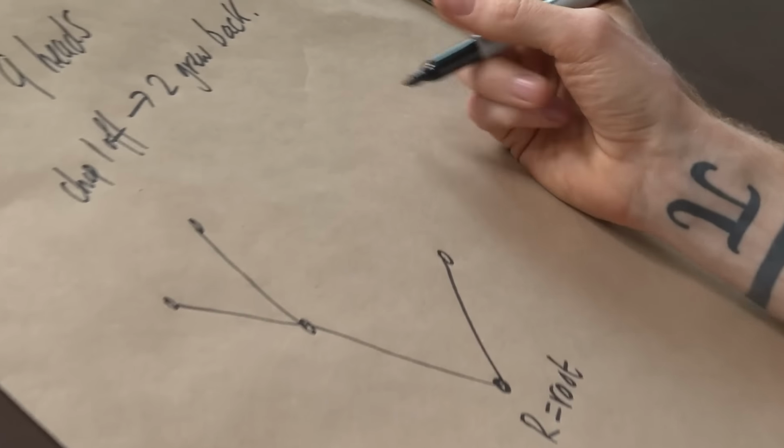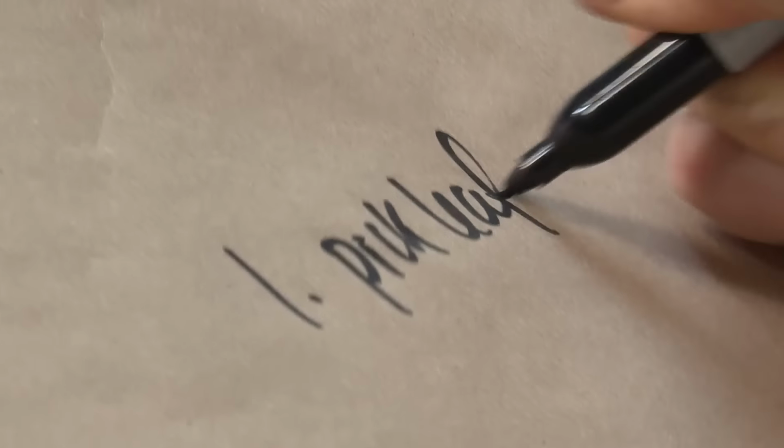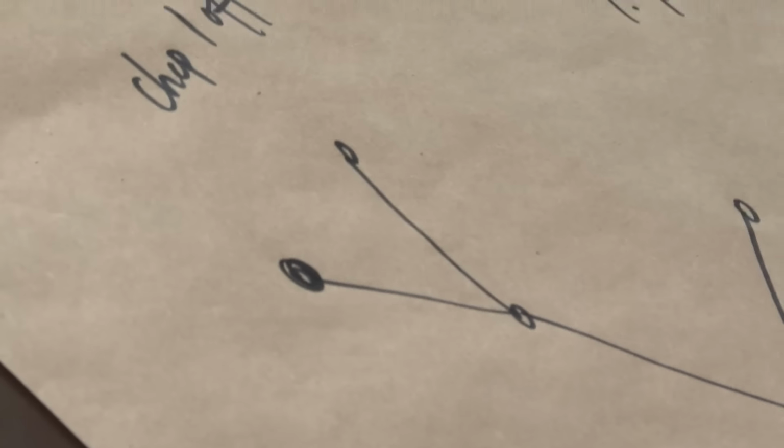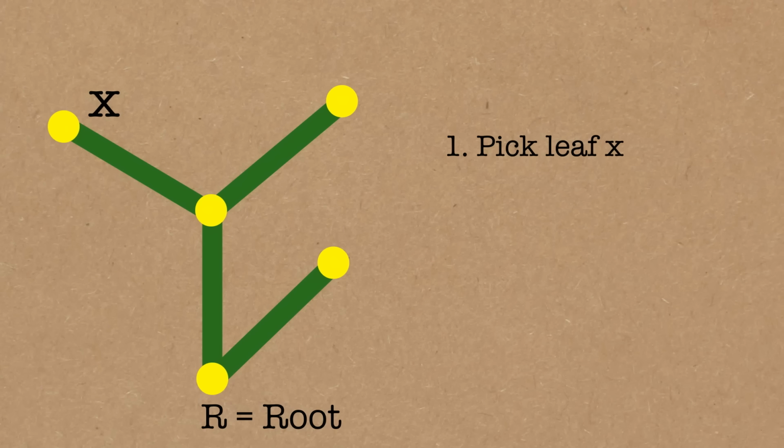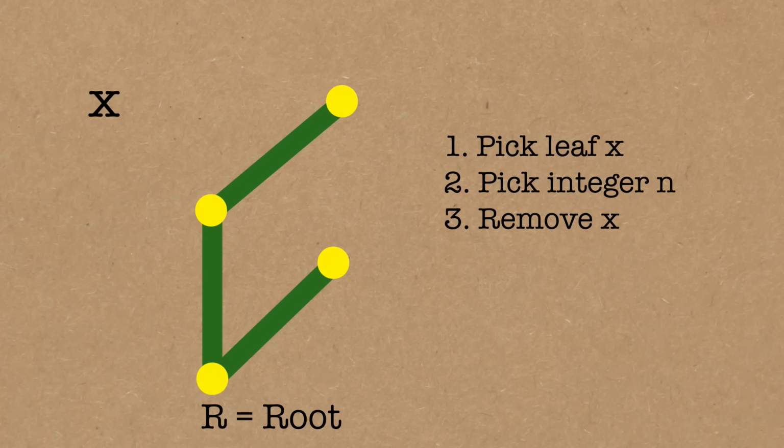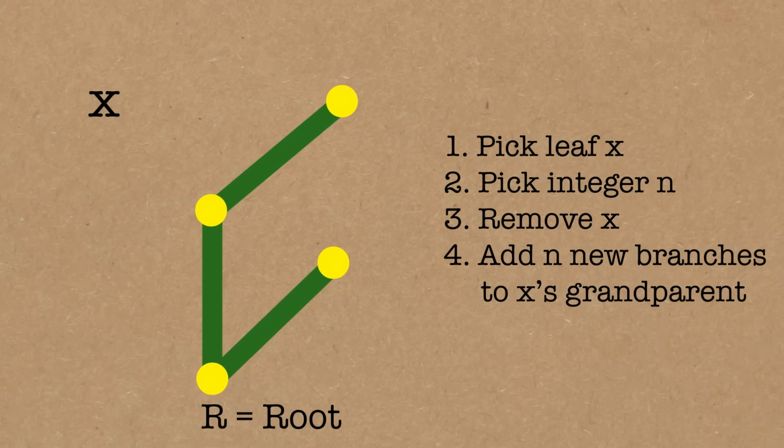And the way you play the game is you pick what we call a leaf. So stage 1 is pick a leaf X. A leaf means the furthest point along, as you think of an actual tree. So this would be an X that we could pick. And then you also pick an integer N, a whole number N. And then you remove X. And then step 4 is you add N new branches to X's grandparent.